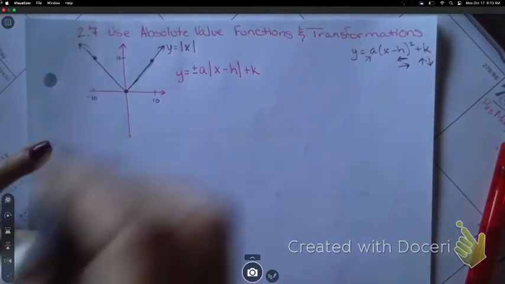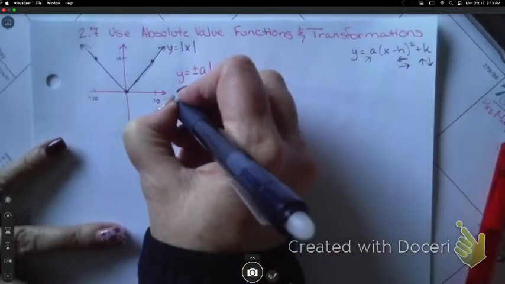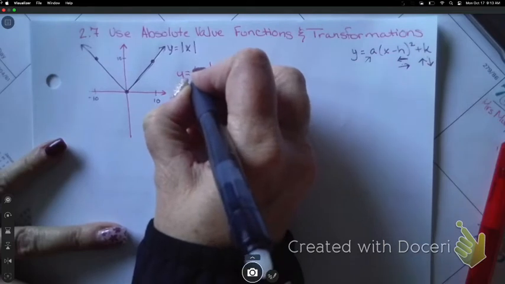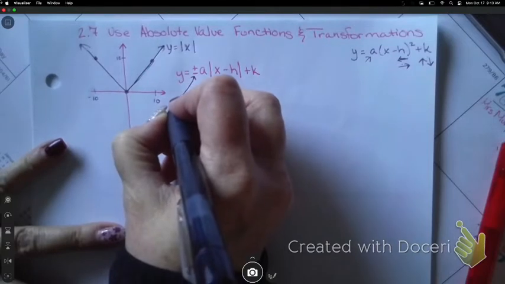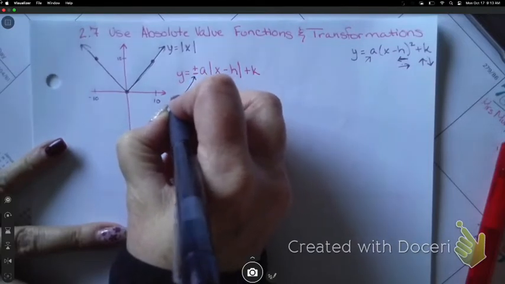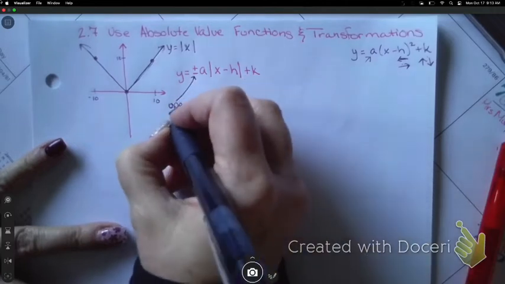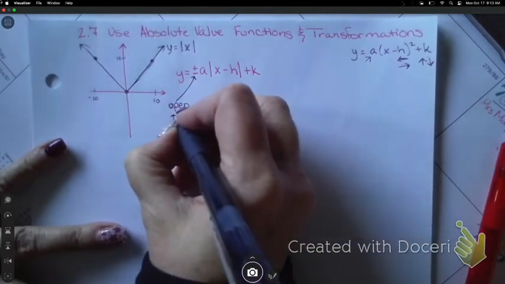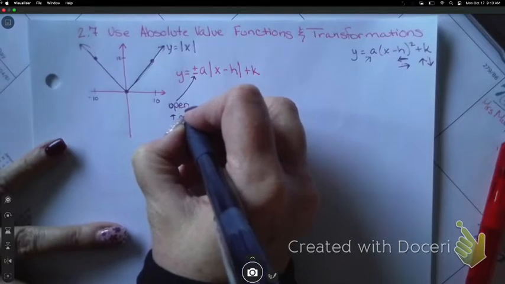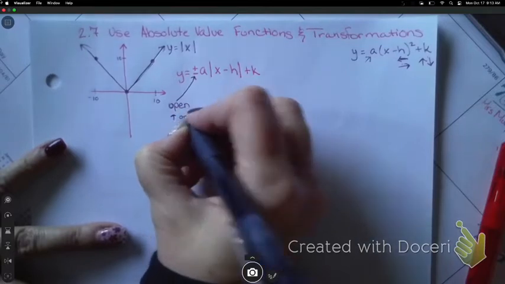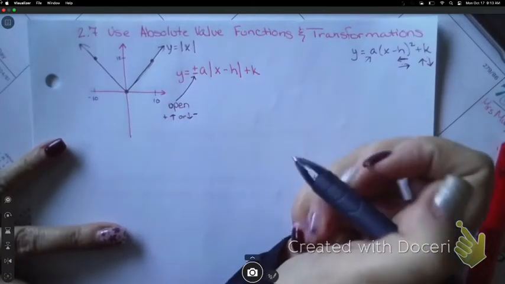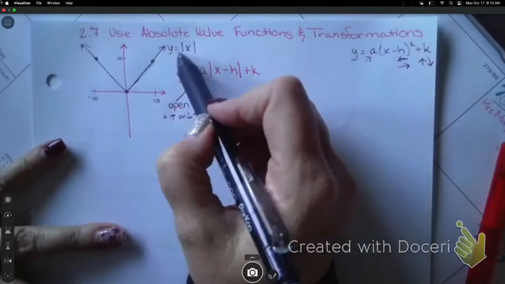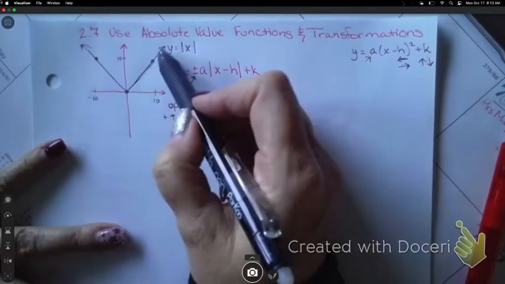Now I'm going to draw some arrows off of there, so this is where you guys got to be neat. That plus or minus opens up or down. If it's positive, it opens up. If it's negative, it opens down. So this is positive because there's not a negative there, correct? On the parent function. So it opens up.